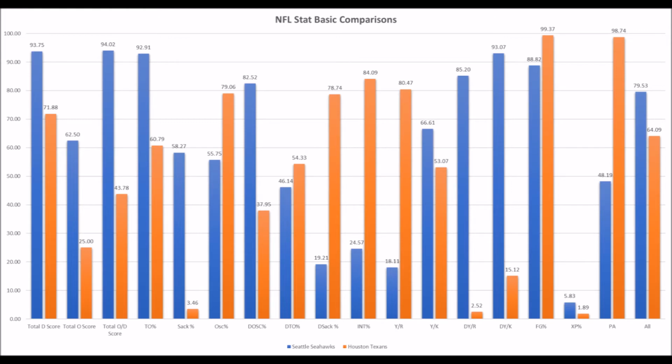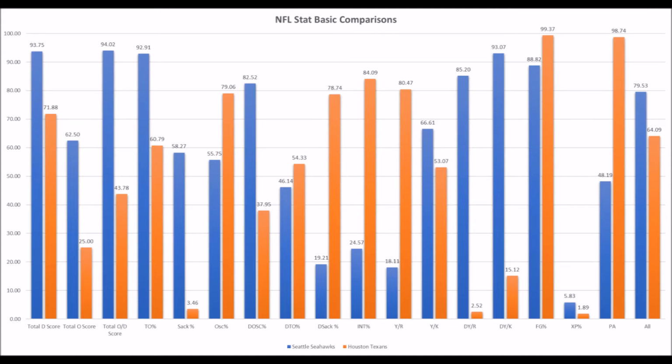But the Texans do the sexy things better. The Texans get more turnovers compared to the Seahawks from a percentage standpoint. The Texans also get more sacks than the Seahawks from a percentage standpoint. And again, that comes to the realization that the Seahawks are not the sexiest. They don't create a lot of turnovers, or as many.